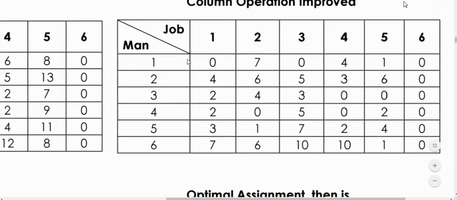See, in the column operation table, the first row contains how many zeros? See, 1 0, 2 0, 3 0. The first row contains 3 zeros. Similarly, the second row contains 1 0. The third row contains 3 zeros. Fourth row contains 3 zeros. Fifth row contains 1 0. And sixth row contains 1 0.